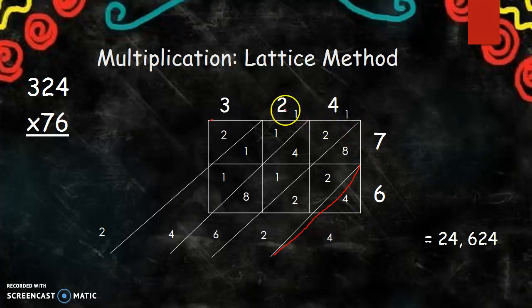Then we go back up to this 2. 2 times 7 is 14. So put 1 and a 4, 14. 2 times 6 is 12, so put a 1, then a 2. And then 3 times 7, 21, so our 2 goes in there, our 1 goes in here. 3 times 6 is 18, our 1 goes in there, our 8 goes in here.